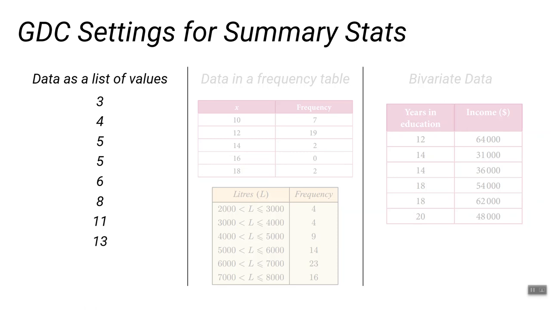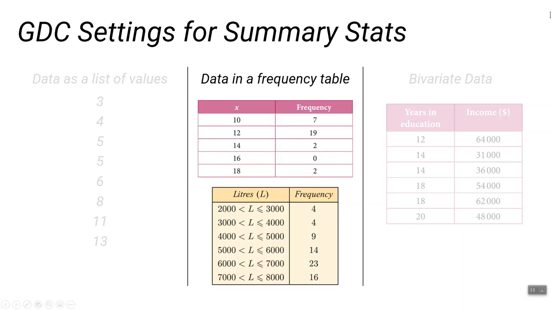They might be written horizontally, they might be written vertically. If there's a lot of them, they might be presented as a table with a number of rows and columns, but essentially each individual data value is given to you. The second way you might be presented data is in a frequency table, and there are two types of frequency table you could see. The first one, the top one, you're given specific data values and the frequencies. So the value 10 occurs 7 times, the value 12 occurs 19 times, the value 14 occurs twice, 16 doesn't occur at all, and 18 occurs twice.